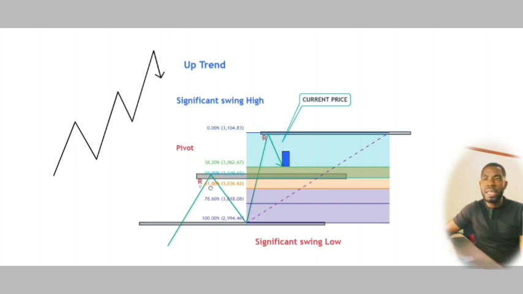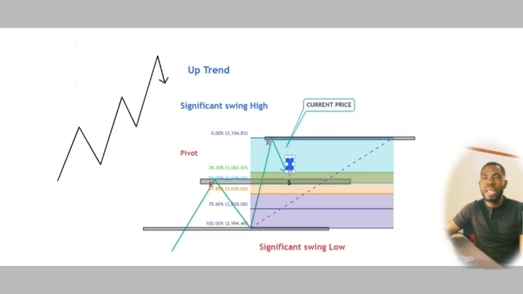Let me just indicate S over here. This is our support level now. It turns to support over here. So now we are hoping that price will return to these levels, between 50 and 38.2%, before we can take our buys. So now we see a confluence.